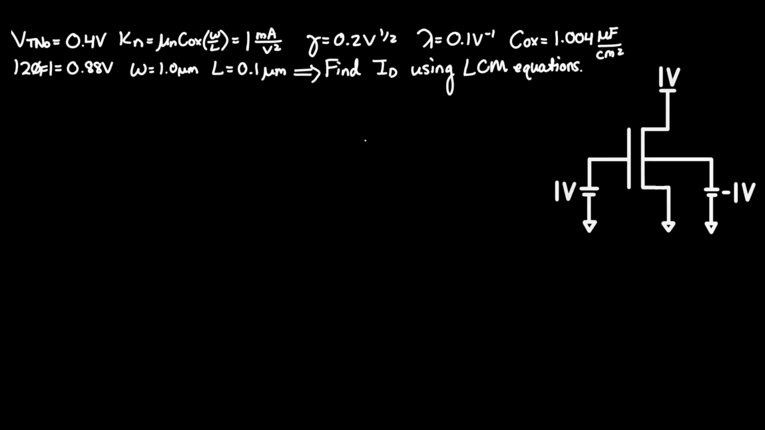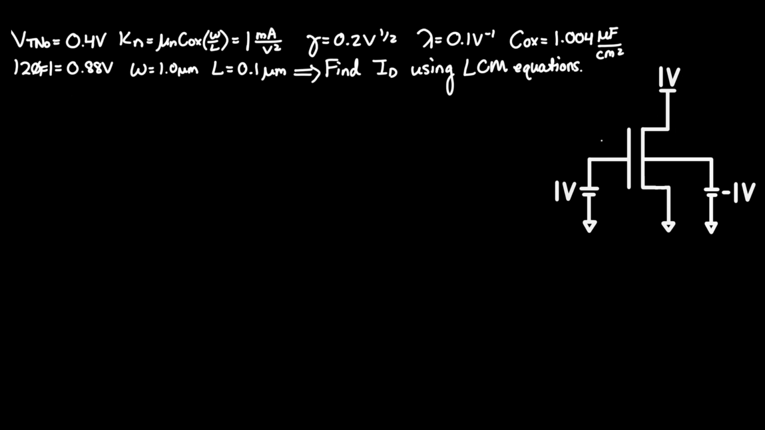Find the current ID using LCM equations of this NMOS transistor. We are given the following parameters: threshold voltage equals 0.4 volts, transconductance parameter Kn equals 1 milliamp per volt squared, bulk threshold equals 0.2 volts to the 1/2, channel length modulation equals 0.1 volts to the -1, oxide capacitance equals 1.004 microfarad per centimeter squared, surface potential equals 0.88 volts, width equals 1 micrometer, and length equals 0.1 micrometers.